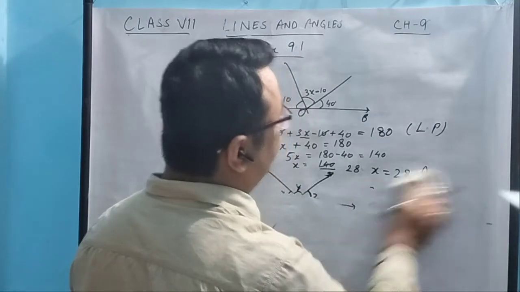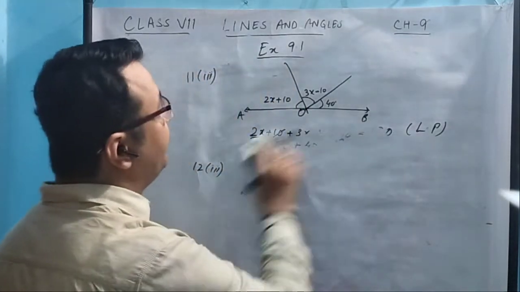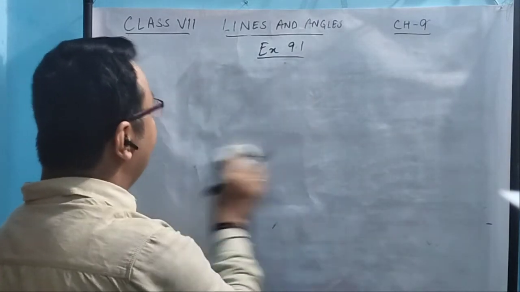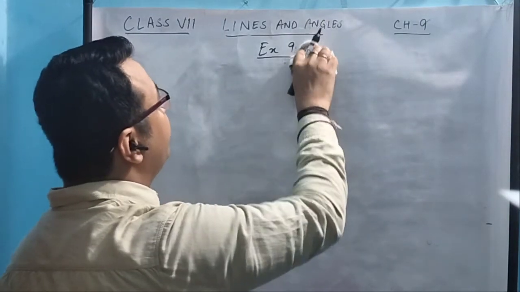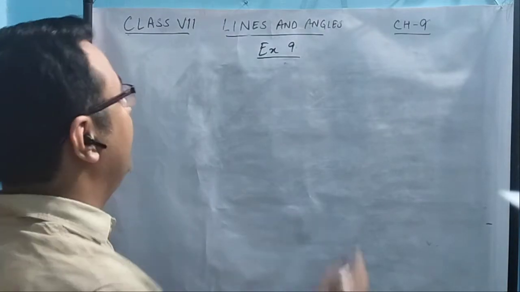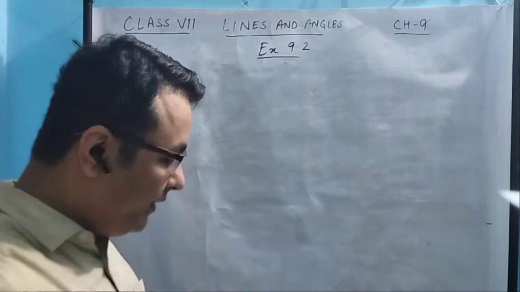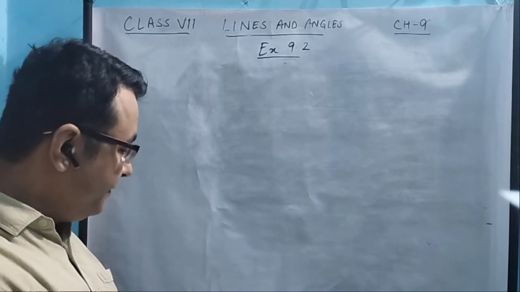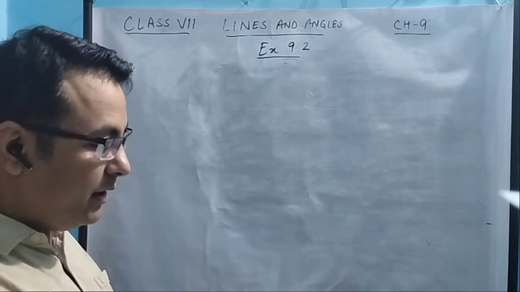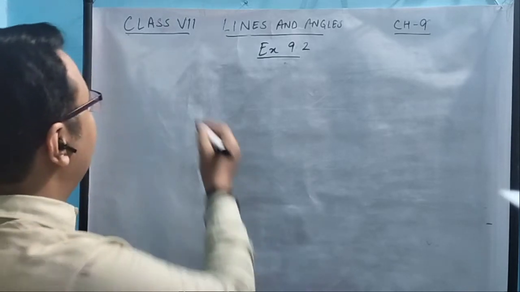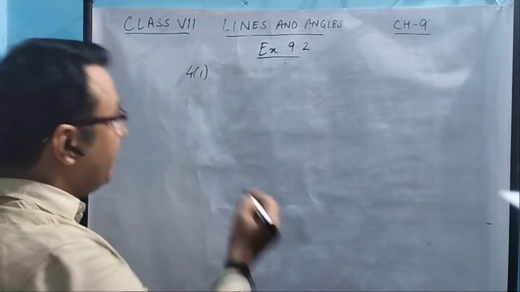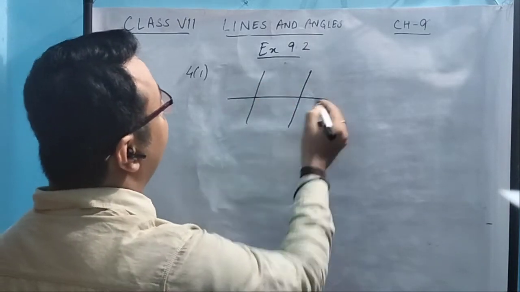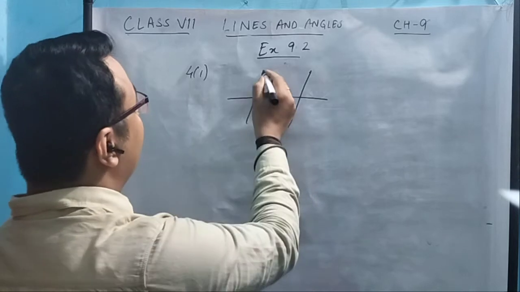Now we will move to the next exercise, that is 9.2. In exercise 9.2 we will see the questions based on parallel lines intersected by a transversal. So let us take question number 4, first part. The figure is like this. Two parallel lines are given like this, and one transversal is given. These two lines are parallel.